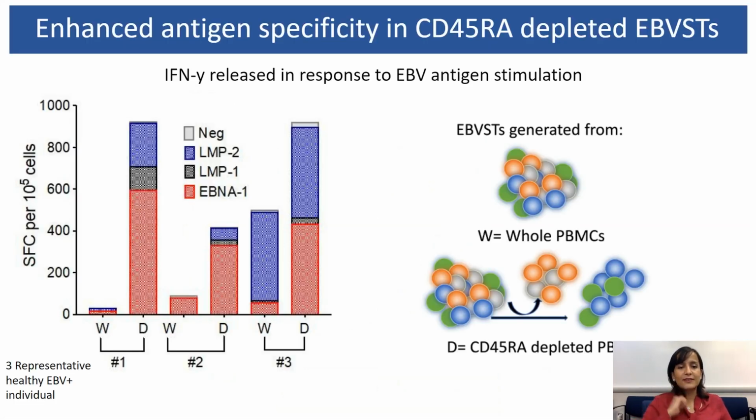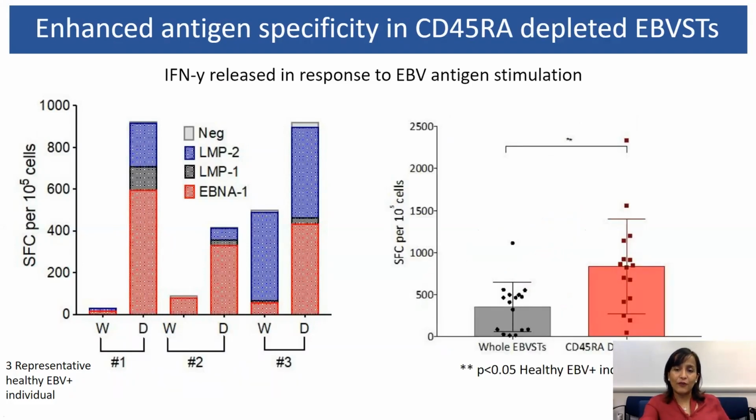So now that we know that the cells are able to proliferate, our ultimate goal was looking into the antigen specificity. So we looked into the antigen specificity in our RA-depleted EBVSTs, and as shown here by D for RA-depleted EBVSTs and W for whole EBV-specific T cells, you can observe that RA depletion really does significantly enhance the frequency of antigen-specific T cells as denoted by interferon gamma releasing T cells by ELISpot assay compared to what you observe with whole EBV-specific T cells in these three representative donors.